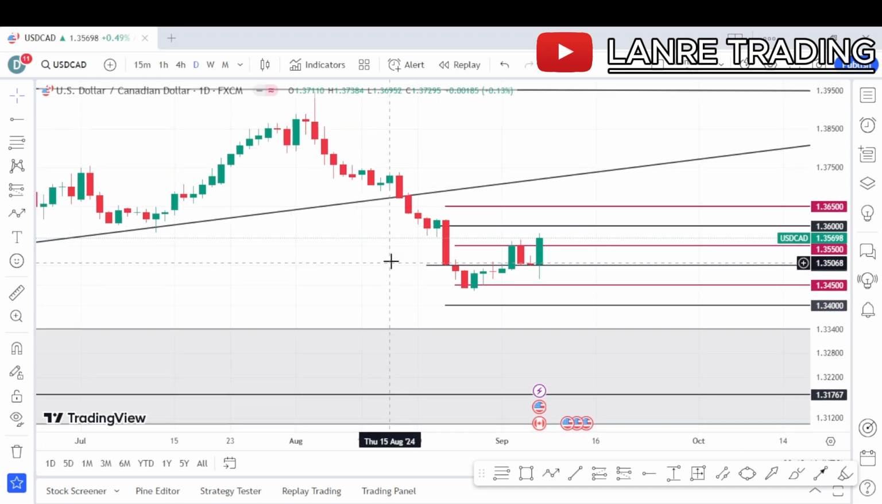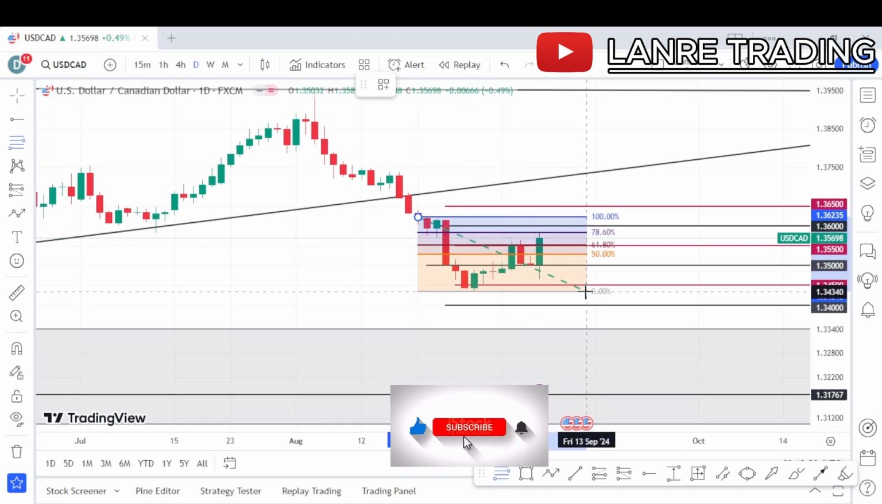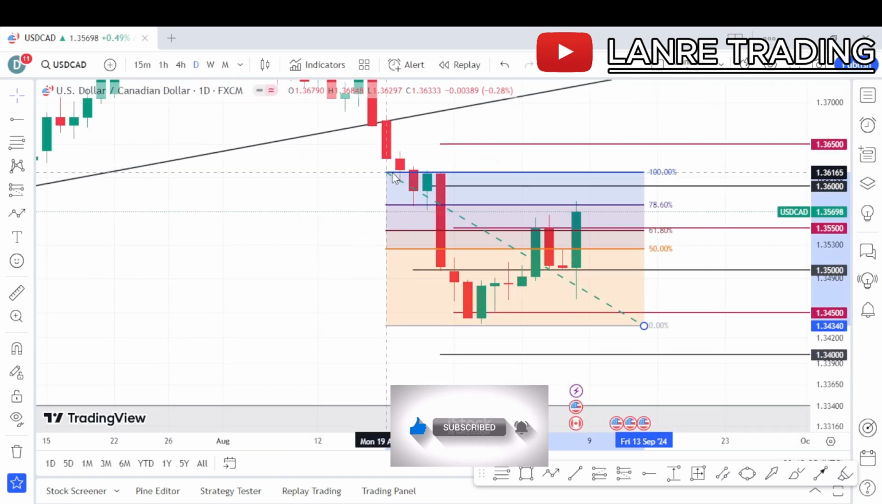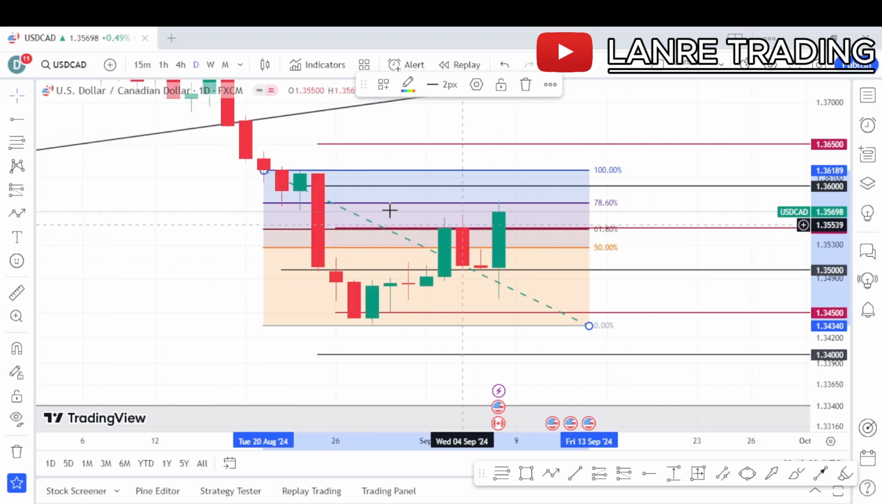As explained last week, I brought out my Fib retracement just to know what price is currently doing, if it's currently retracing. So now, as we can see, the price has currently retraced to 78.60, which is a decent level of retracement, 61.80 is the current level the price is at.